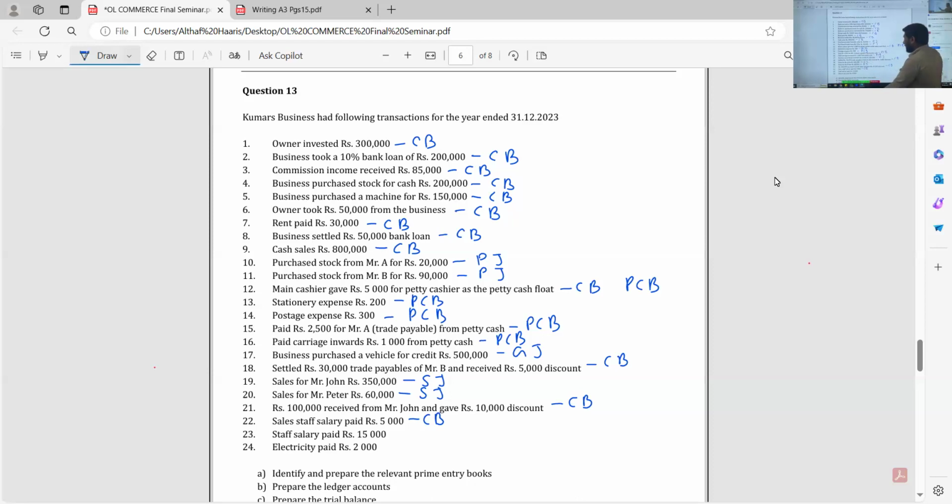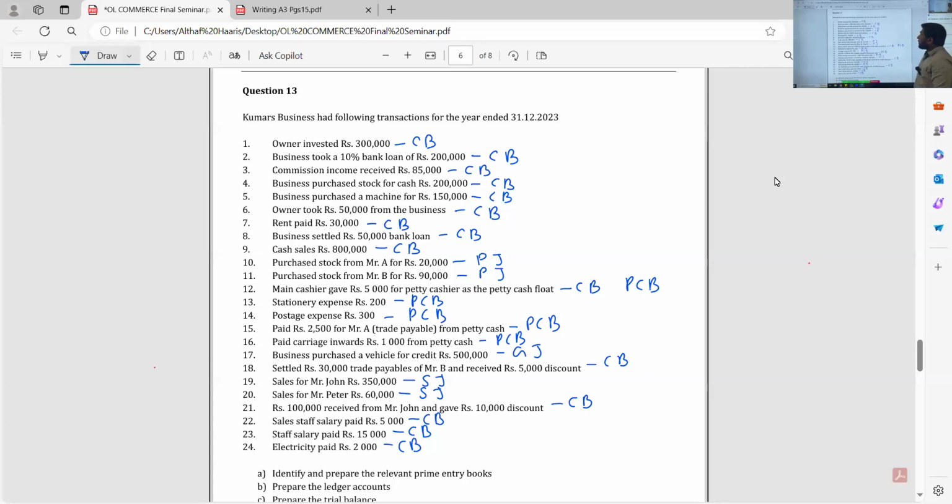Sales staff salary, that is sales staff salary. This is staff salaries paid, again connected with the cash book. Electricity paid, again connected with the cash book. So people, here we have a lot of transactions connected with the cash book.